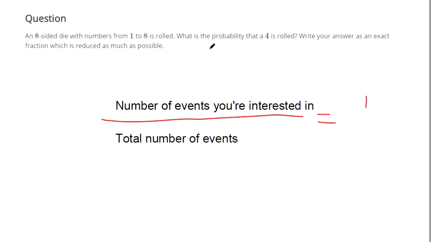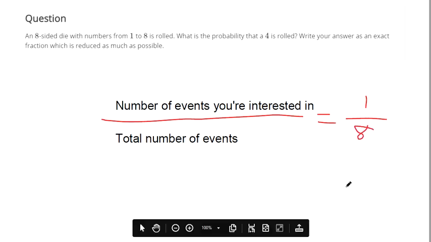If this said what's the probability of rolling an even number, then let's see, there's a 2, there's a 4, there's a 6, and there's an 8. Then there would be 4 events we're interested in because there's 4 even numbers. But for the event we're interested in, rolling a 4, there's only one way to make that happen. What's the total number of different numbers we can roll from that die? There's 8 different options, so that's the exact fraction they need.